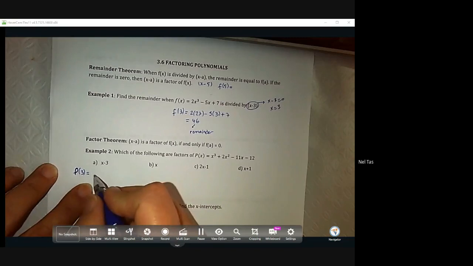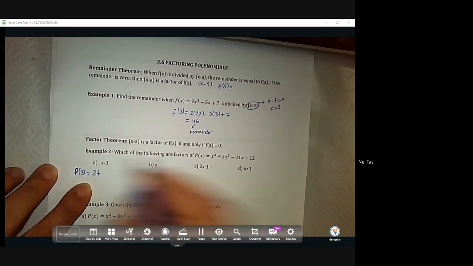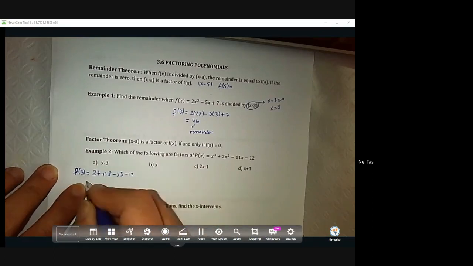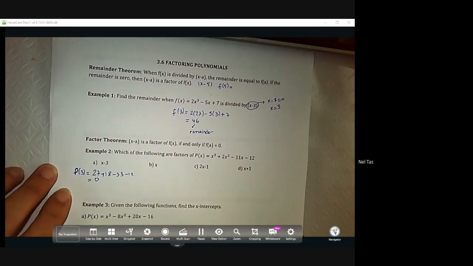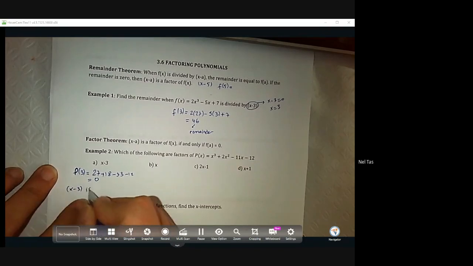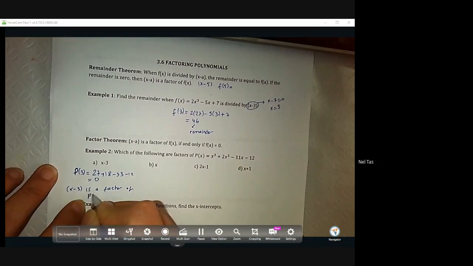So we get 27. So 3 cubed is 27. 2 times 9 is 18. Negative 11 times 3, negative 33, minus 12. So you get 0 from this. Okay. So then we can say that x minus 3 is a factor of p of x.